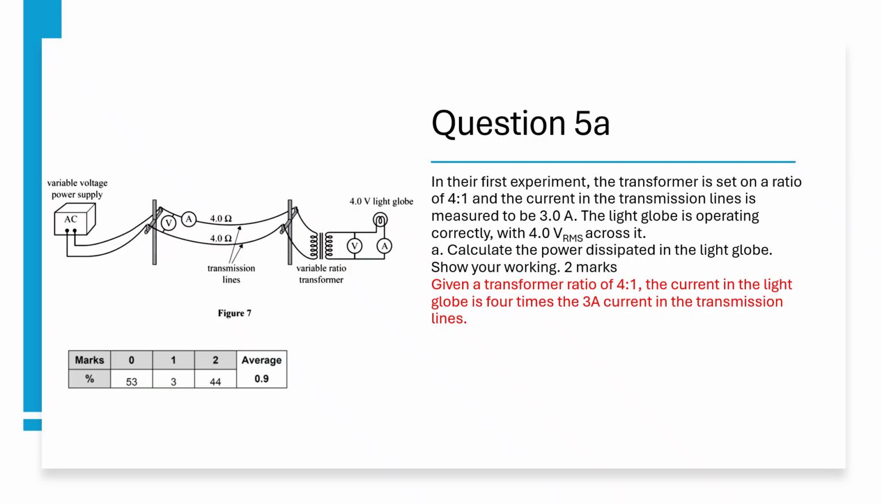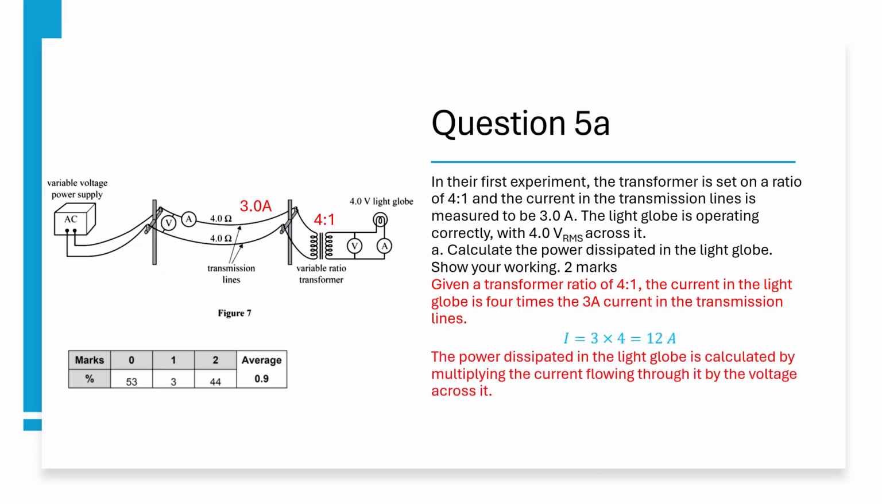Given a transformer ratio of 4:1, the current in the light globe is 4 times the 3A current in the transmission lines. The power dissipated in the light globe is calculated by multiplying the current flowing through it by the voltage across it.